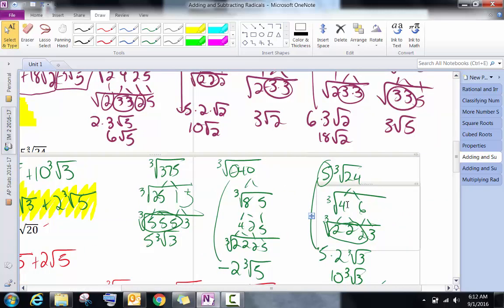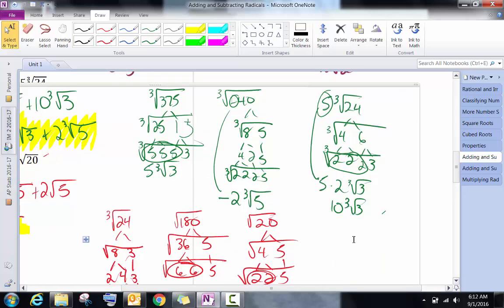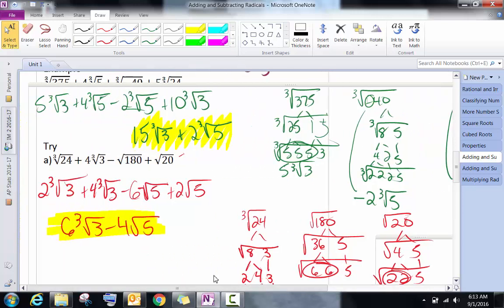24, we can break down into 3 2's and a 3. We have a group of 2's then. We take it out, and we multiply it with the 5 that's already there. So 5 times 2 gives us 10. 3 is by itself on the inside, so it stays inside. So 10 times the cube root of 3.